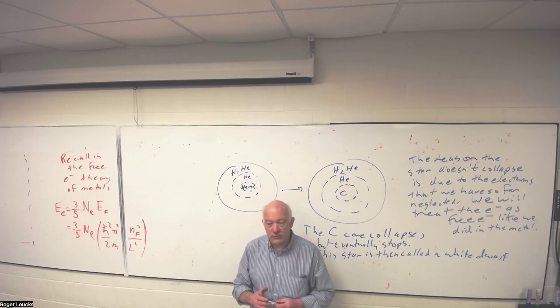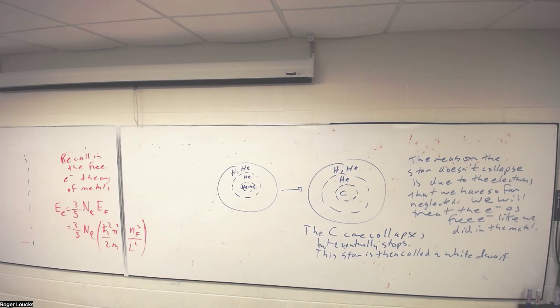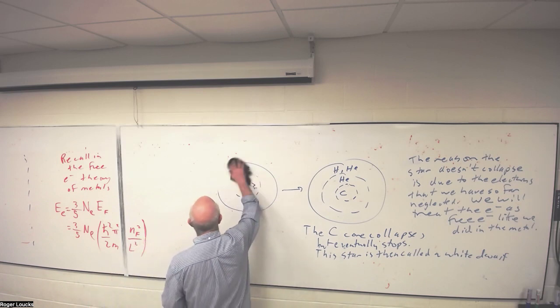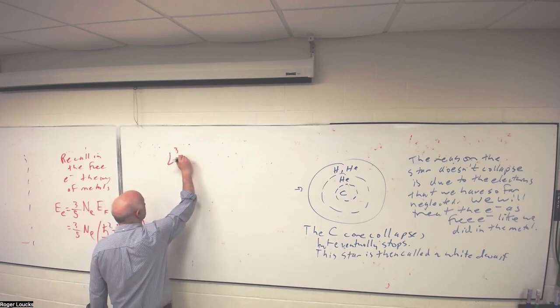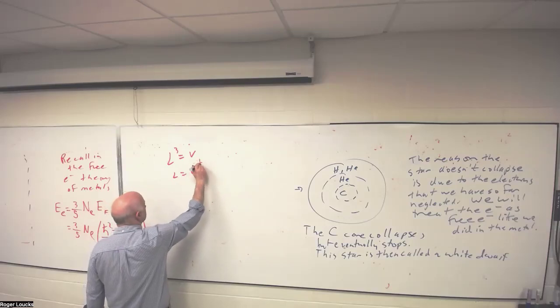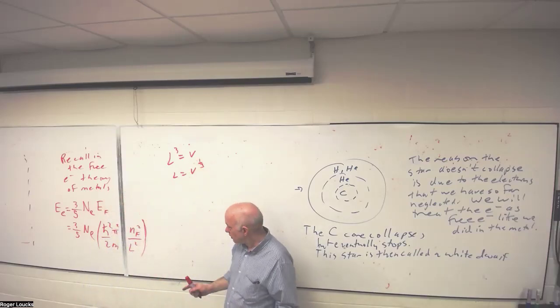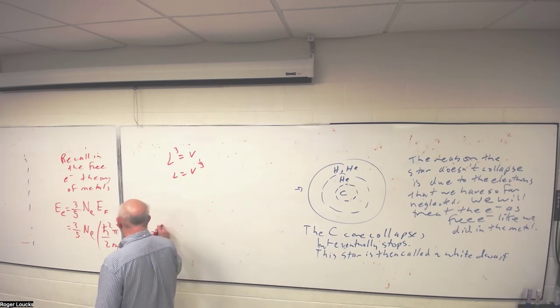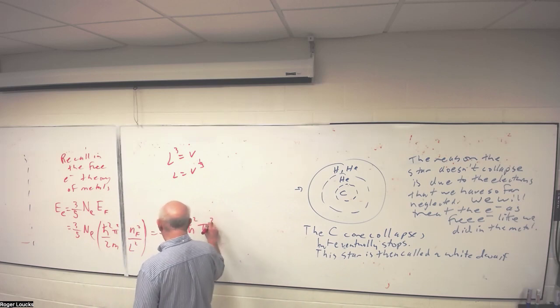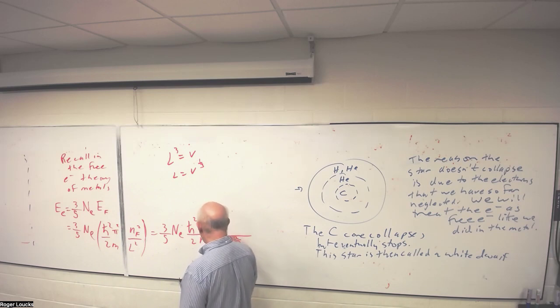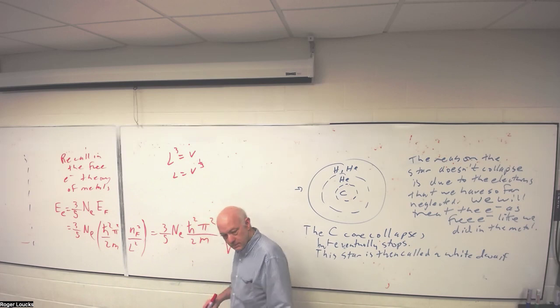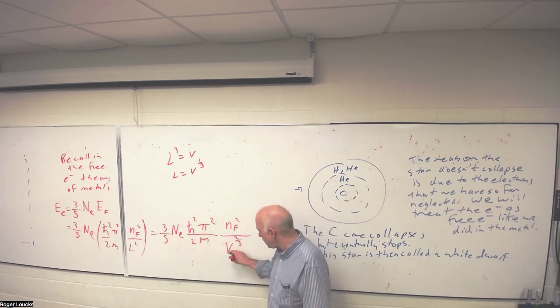Now, when we did the metal, what did we assume the metal was? We assumed what kind of shape? Cubed. So the volume was what? L cubed. So what we said here is that L cubed is the volume, so L is the volume to the 1/3 power. We're going to put this in here. This will be 3/5 n sub e h bar squared pi squared over 2m, and this will now be volume to the 2/3 power and n_F squared. Now this is going to be for a star.